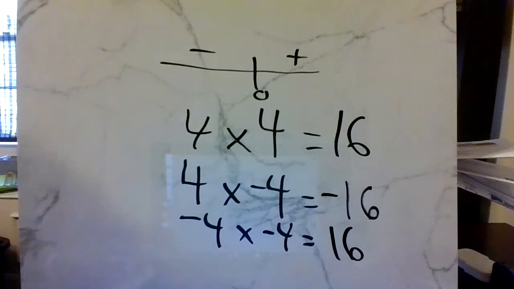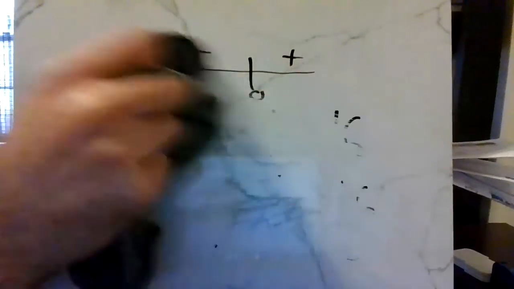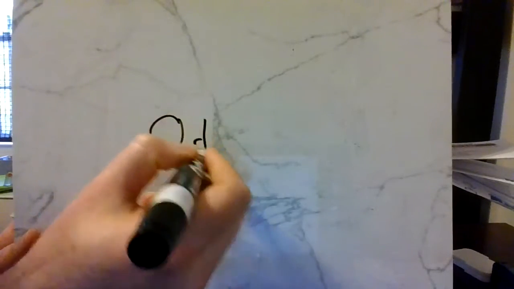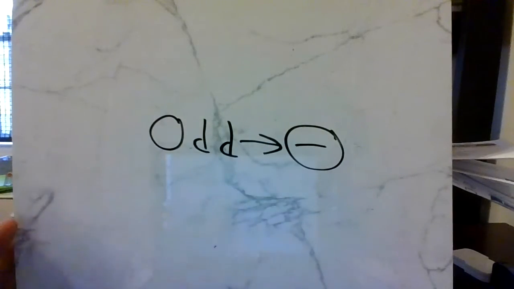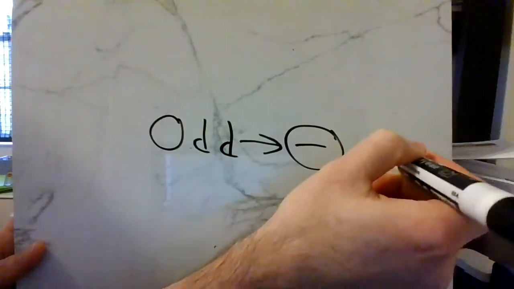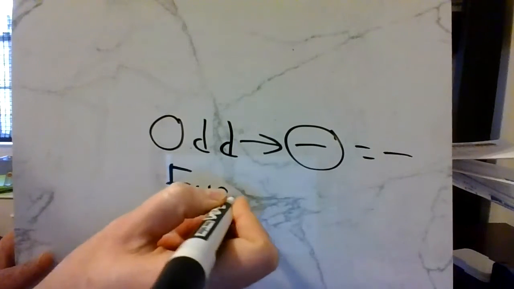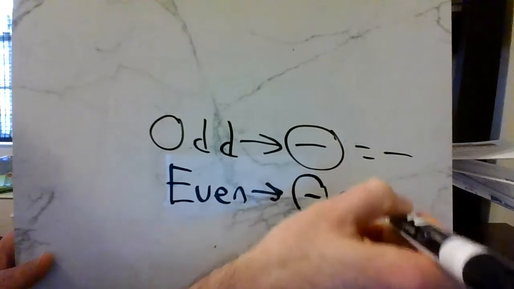Now there is a general rule here. When you have a number of negatives that you have to multiply or divide, just simply follow this rule. If there is an odd number of negative numbers, your answer is negative. If there is an even number of negatives, then your answer is positive.